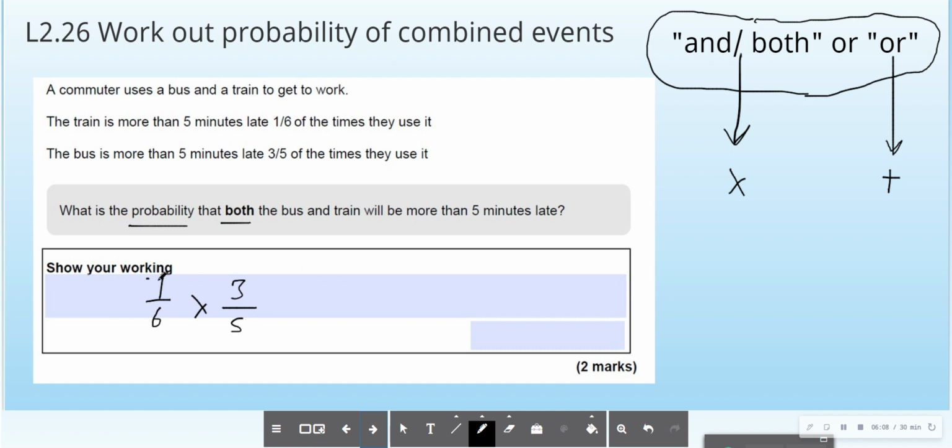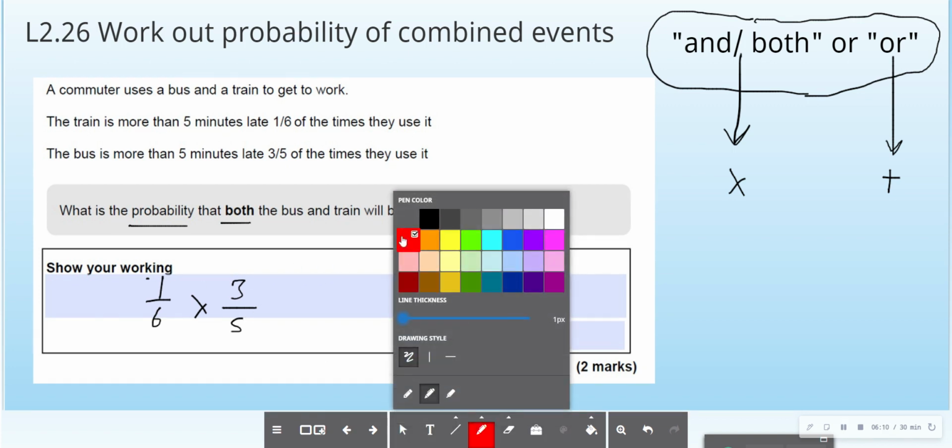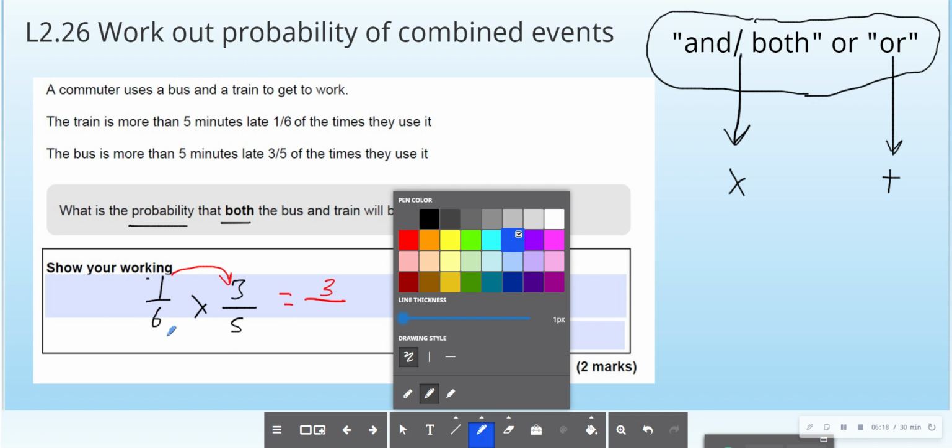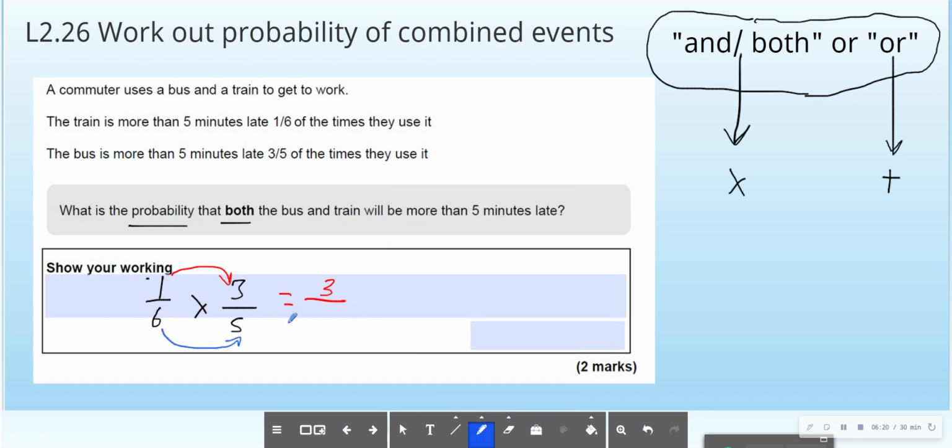When we multiply fractions together, you multiply the top numbers together to get your top number, so your numerator, which is 3, and you multiply your bottom numbers together to get your bottom number, which is 30. Okay, so 3 over 30, which we can simplify down to 1 over 10.